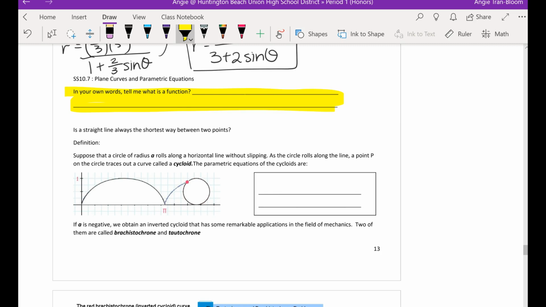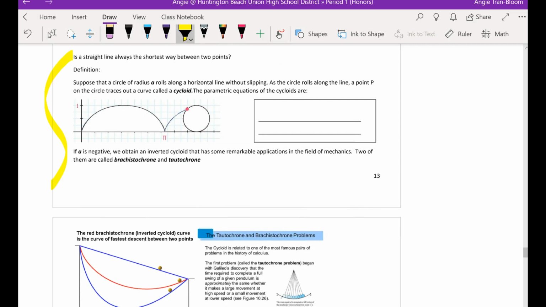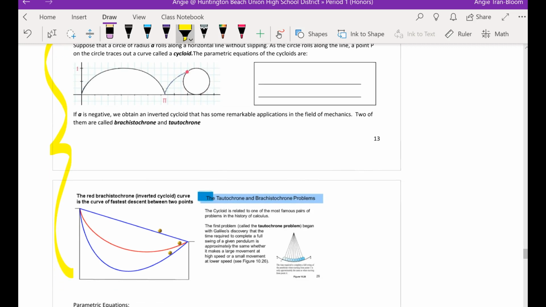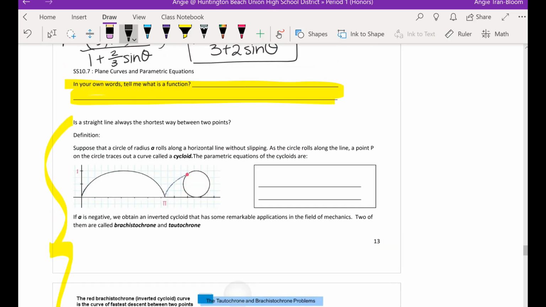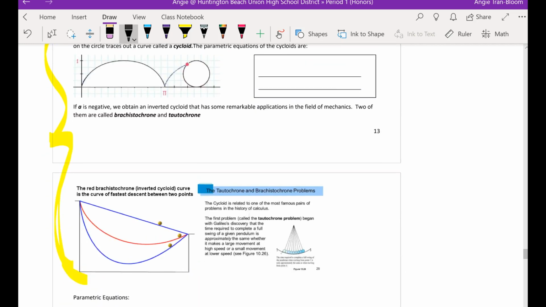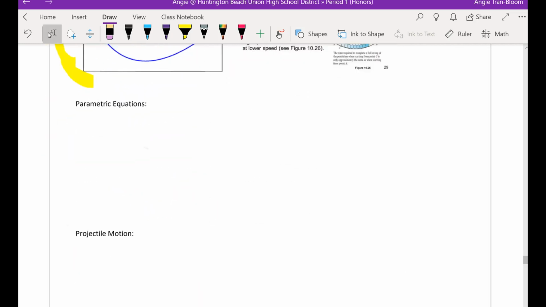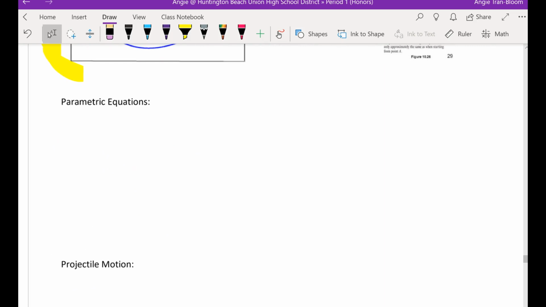Write that out. Now, I'm going to save this whole thing right here for class, because I do need to tell you how to use your calculator in class. I need to demonstrate that when you're around. So what we're going to do right now is just go straight to the parametric equation definition. What I want you to do right now is, in your own words, tell me what a function is, and then we're going to skip all the way down to the definition of parametric equations.